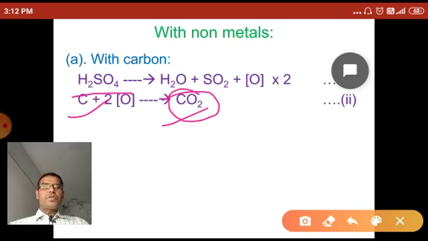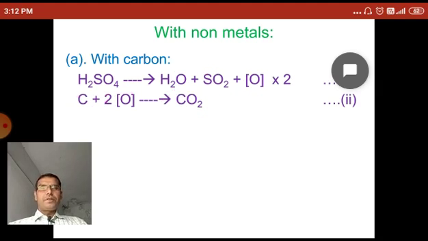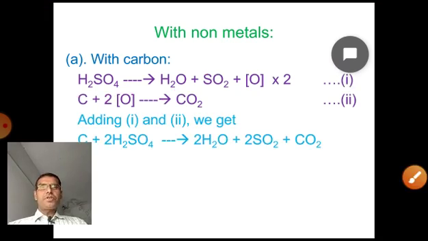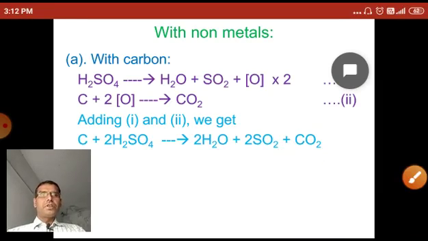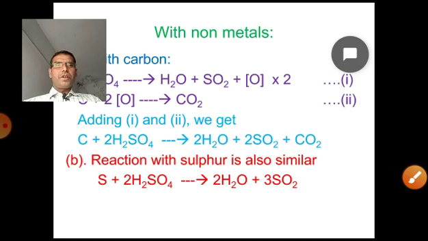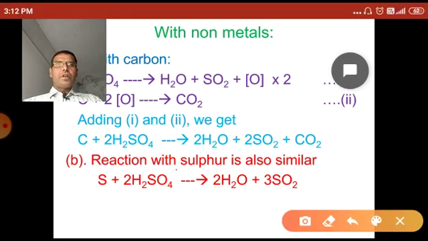Sulfuric acid first decomposes into H2O, sulfur dioxide, and nascent oxygen. That nascent oxygen oxidizes the carbon to form carbon dioxide. Now after adding both equations, we get carbon plus sulfuric acid forming water, sulfur dioxide, and CO2. Now next, reaction with sulfur. Sulfur is also a non-metal, so a similar reaction as with carbon. Sulfur reacts with sulfuric acid to form water and sulfur dioxide.